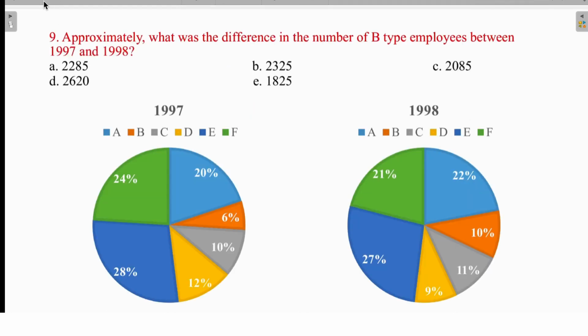Next question. Approximately what was the difference in the number of B type employees between C? This question is quite interesting. In the previous question they were asking for percentage, now they're asking for the original number, so now I have to solve it. Let's take the original number 42980.